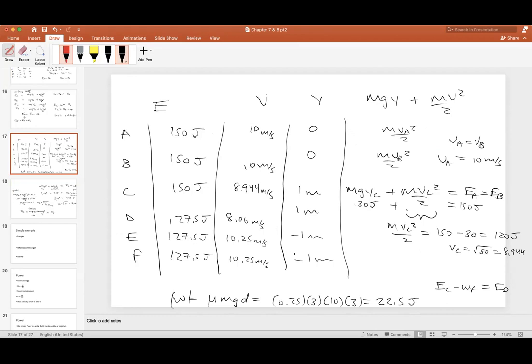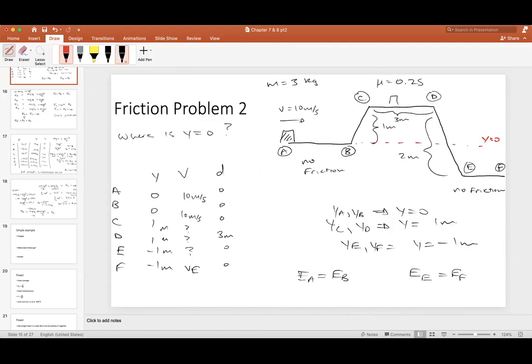But what I wanted to show you here is that A and B are level, so A and B are the same. It starts with 150 joules of kinetic energy. When it goes up to C, it loses 30 joules of kinetic energy that gets stored in gravitational energy.